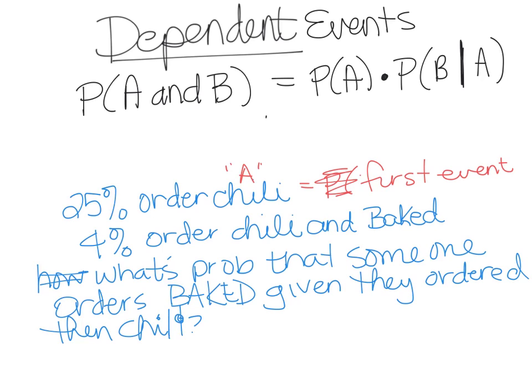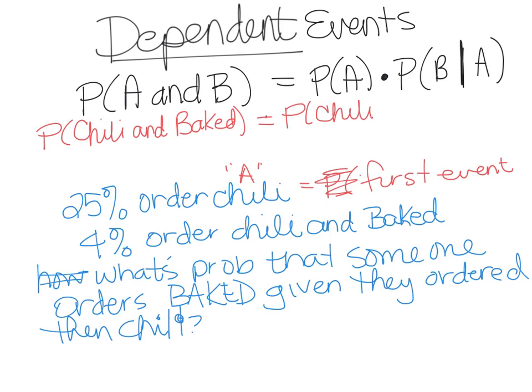So if I wanted to calculate the probability of ordering chili and ordering a baked, let's work out the formula in this order. That's going to be the probability of ordering chili times the probability of ordering a baked, given that ordering chili has already happened.